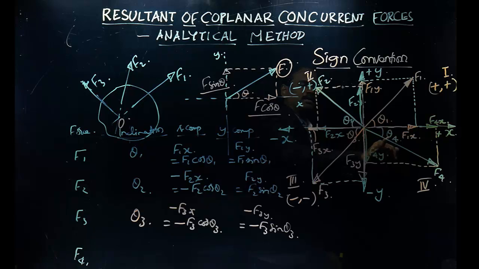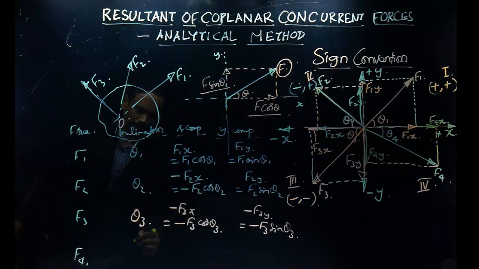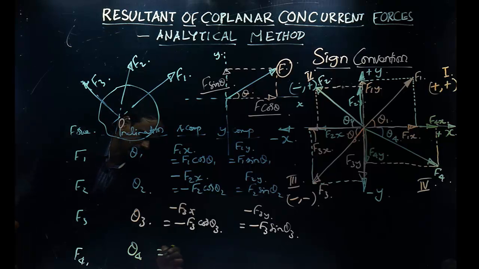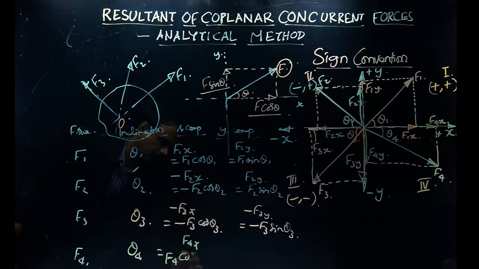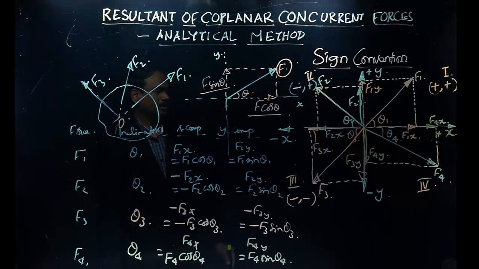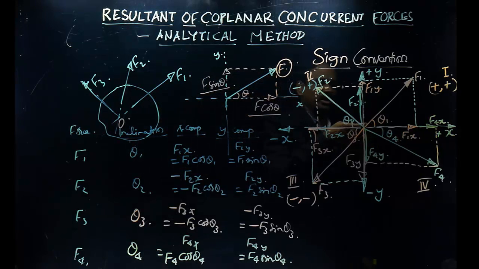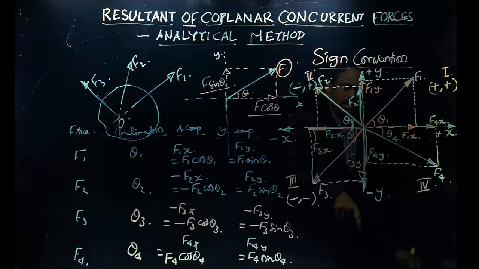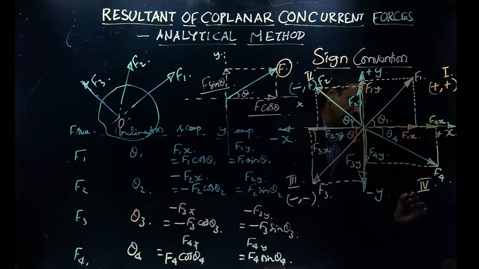Adjacent side to the angle is cos, so F4x, here inclination is theta 4, F4x is equal to F4 cos theta 4, and F4y is equal to F4 sin theta 4. And looking at the direction of the components, the x component is pointing along positive x-axis, whereas y component is pointing along negative y-axis. So in this quadrant, x component is positive, y component is negative.